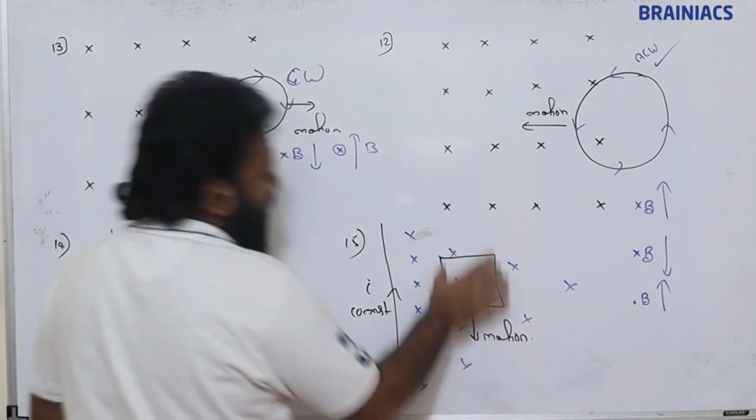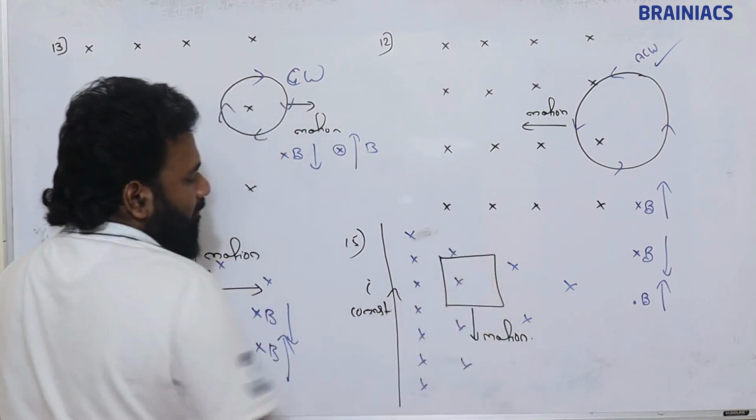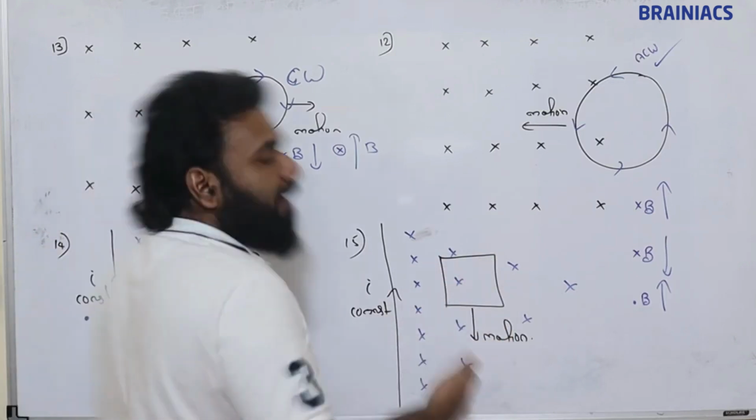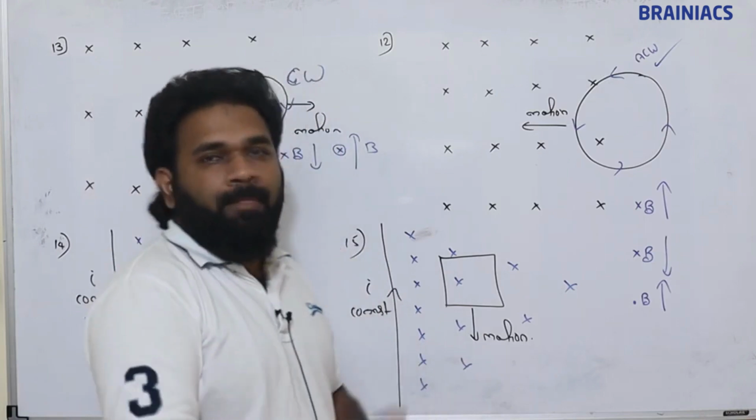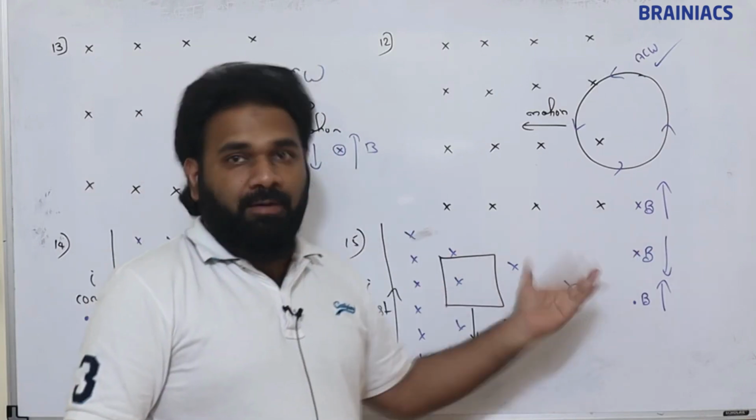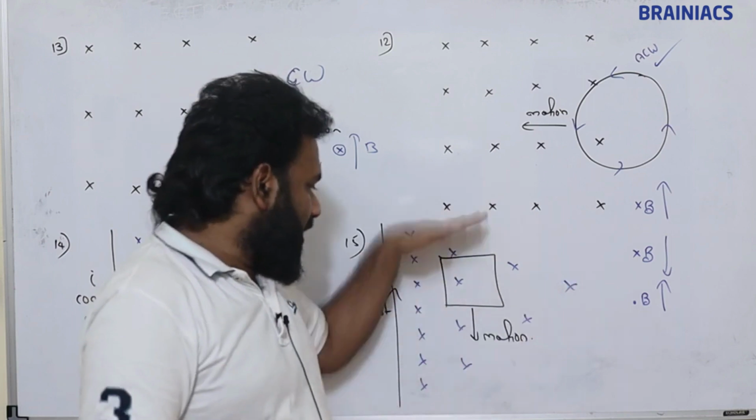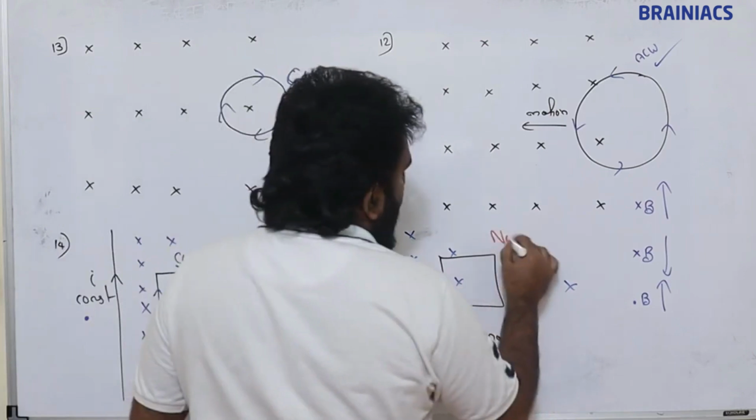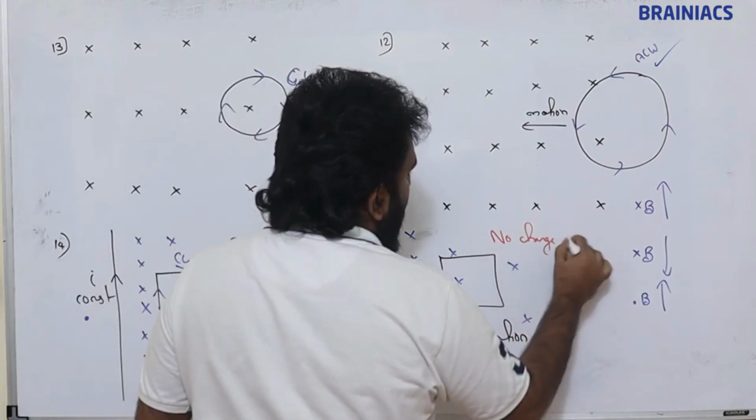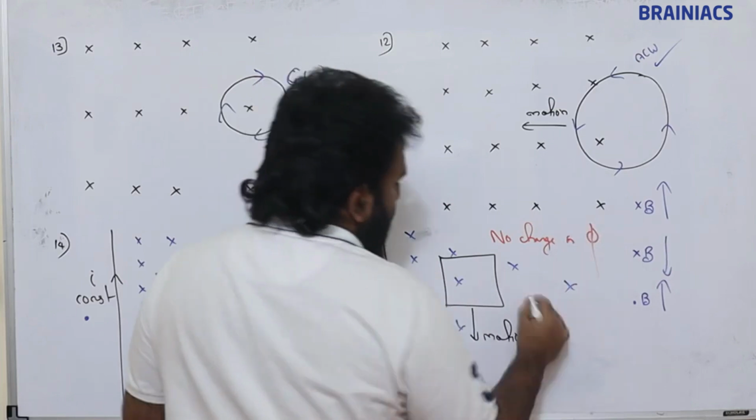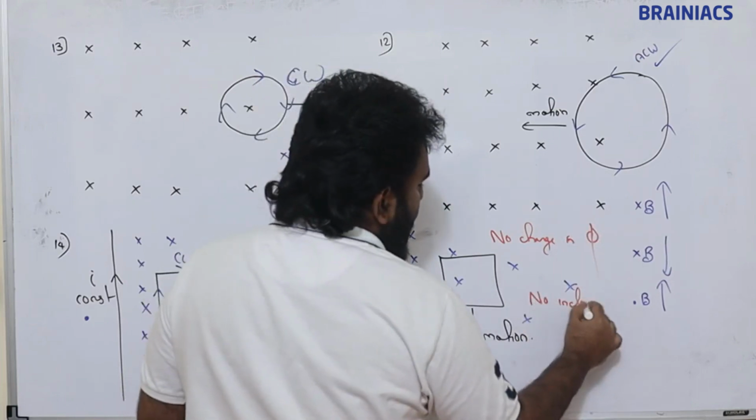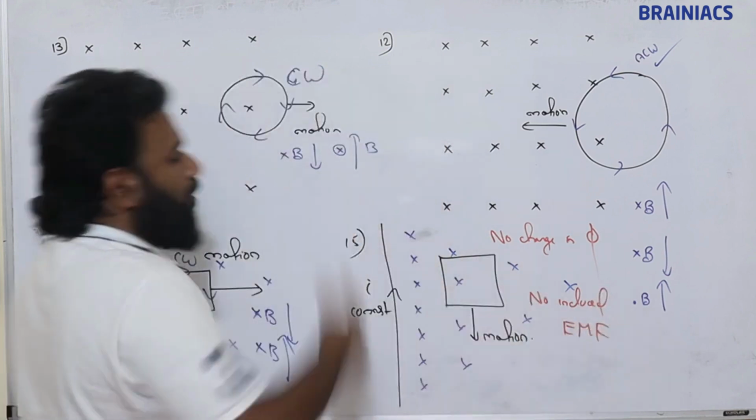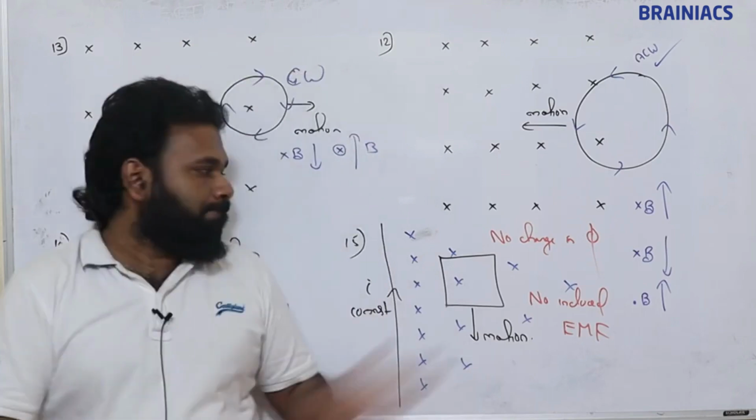The motion of this is going to be vertical. So when it moves from here to here, is there any change in magnetic field? If it is moving in this direction, the magnetic field is reducing. When it is moving in this direction, there is no change in magnetic field. So no change in flux. So we can say that no induced EMF. Clear? So in this case, there is no induced EMF. It should be clear.